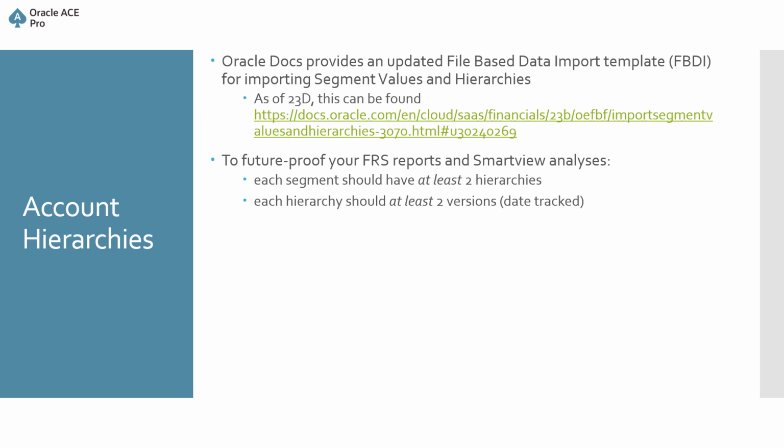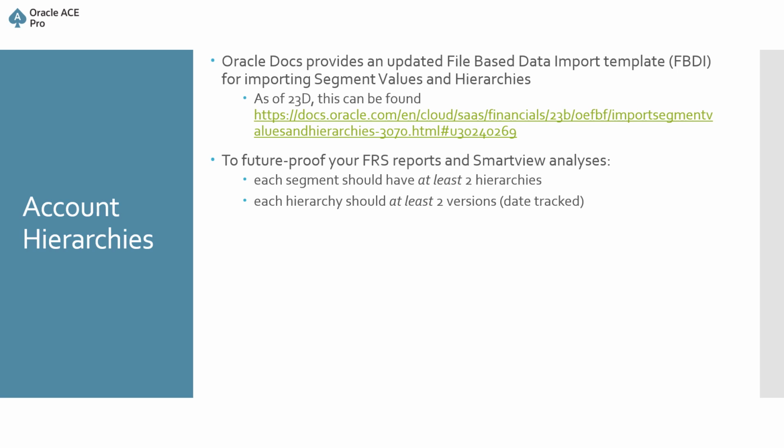So the other thing to think about with your account hierarchies is future-proofing everything. Future-proofing your reports and future-proofing your Smart View analyses. We're going to touch on this as Tom goes through the next couple of slides, but every segment should have at least 2 hierarchies, and Tom will talk through why you should have at least 2 hierarchies out there. Similarly, each hierarchy can have versions. So you can do date tracking, all that kind of stuff. You should have 2 versions out there just to future-proof everything. Doesn't mean they have to be different, but you should have 2 versions and you should have two hierarchies out there. So Tom, why don't you tell us a little bit more about that?